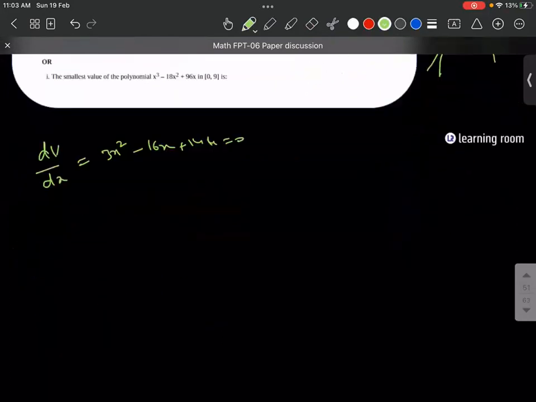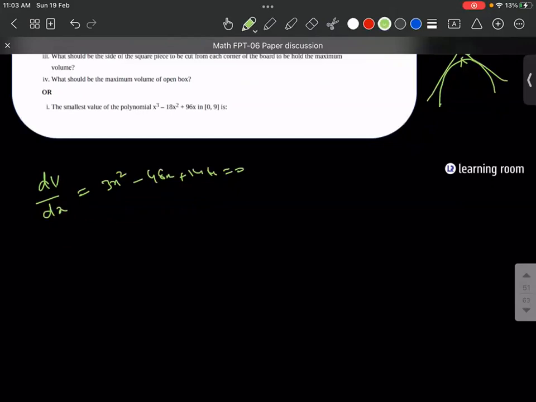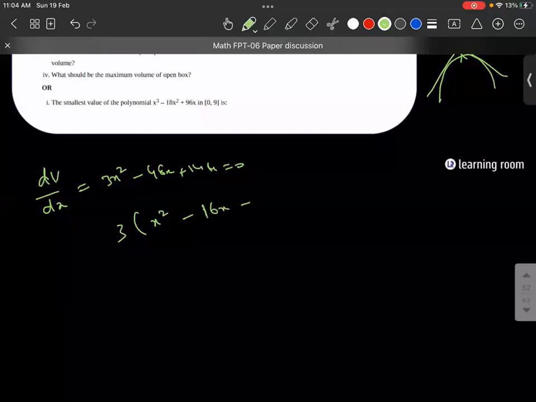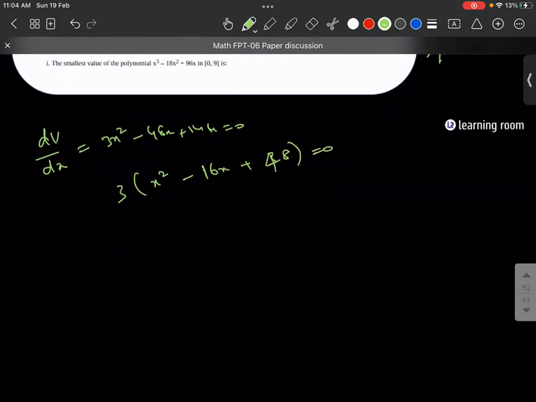So 3x square minus 48x plus 144. If I take the 3 outside, x square minus 16x plus 48 is equal to 0. So what will you get? 48 is 12 fours. So (x minus 12) into (x minus 4) is equal to 0. So x will be 4 or 12.